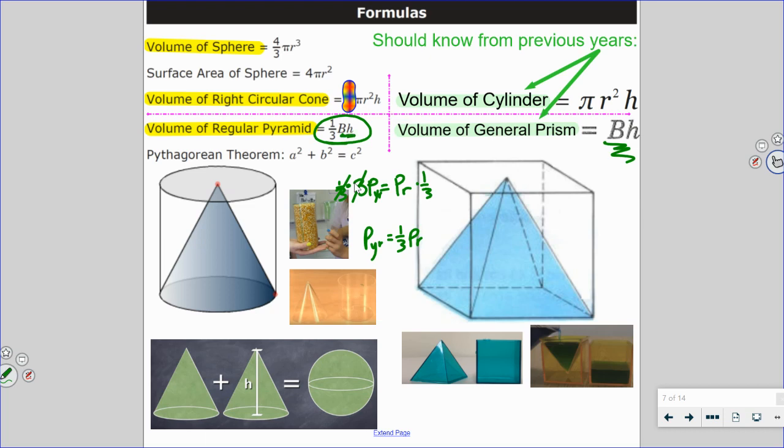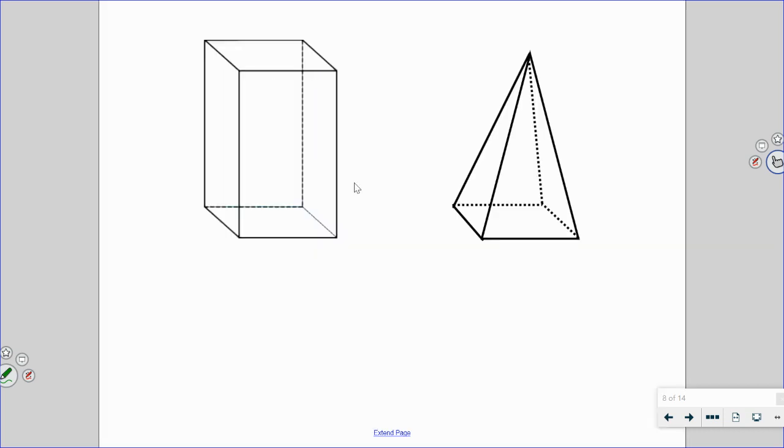Now, in the same respect, if we're looking at a cylinder, if 3 cones fit inside of a cylinder, that would mean that one cone would be a third of the surrounding cylinder. Notice what both of these have in common is the 1/3 and the volume of the surrounding either cylinder or prism with the same base shape and the same height. So keep that 1/3 in mind as we go through this.